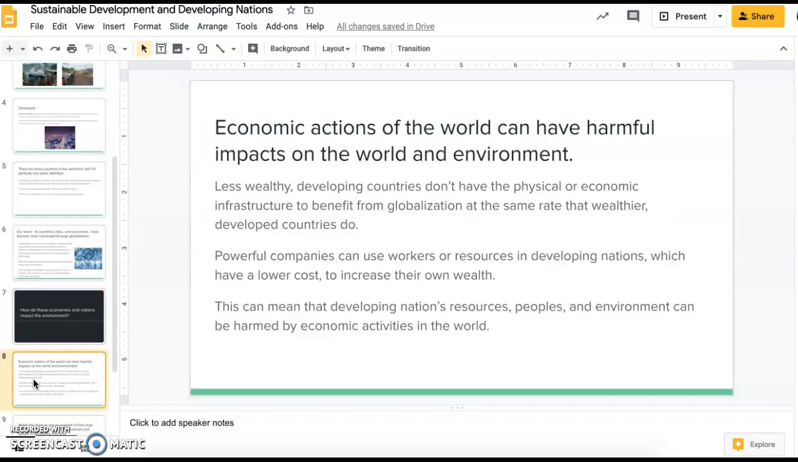Economic actions of the world can have really harmful impacts on the world and the environment, and we see this every day around us. We see it in the plastic bags that are thrown on the sidewalk. We see it in factories that dump waste products into water sources or into the environment. We see all the time how we as humans and our economic activities can be harmful to the world.